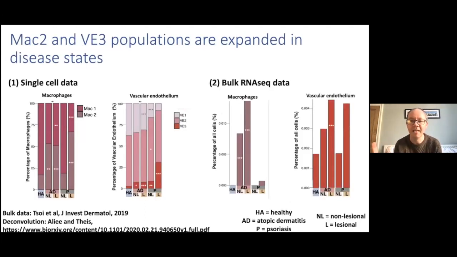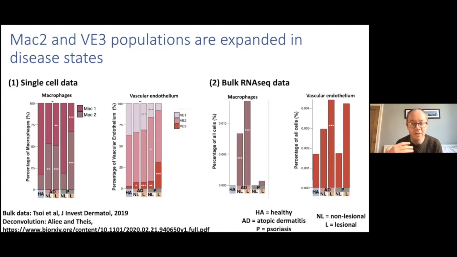But what does it mean? It's not initially clear, but what we did note on the left here is that this MAC2 and vascular endothelium 3 population are both expanded in disease states. At the bottom, we've got healthy adult, AD, atopic dermatitis, and psoriasis. So we can see expansion of MAC2 in disease and expansion of vascular endothelium V3 in disease states.